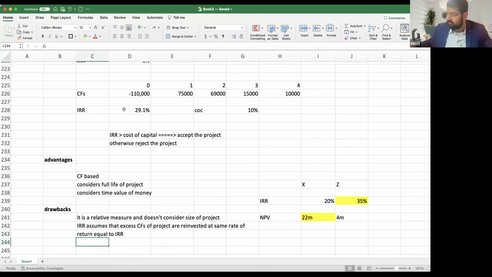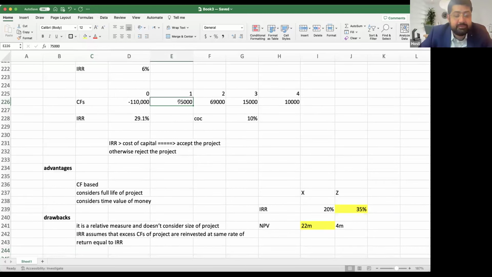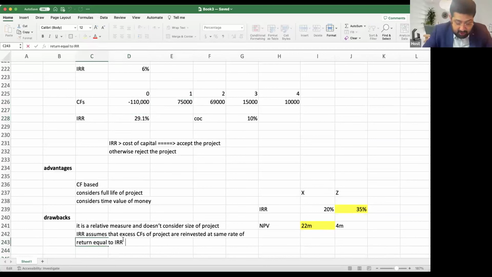Now, what does it mean? They say this is excess cash flow. They say it can be reinvested somewhere at this rate. It is too high a return. The same return may not be possible from any other source. If IRR is too high, we may not find a similar investment option with this high return. This is called the reinvestment assumption, which is problematic.